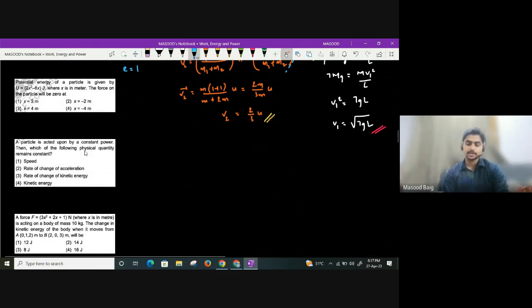A particle is acted upon by constant power. Which of the following quantities remains constant? Okay, power is constant, guys. What can we consider there? Power is constant, so can I write dW divided by dt equals constant?